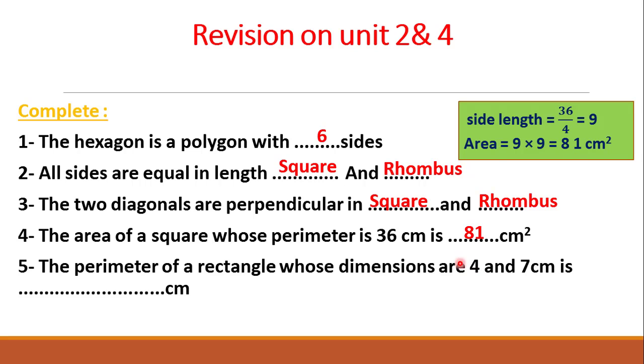Number 5, the perimeter of a rectangle whose dimensions are 4 and 7. Perimeter of a rectangle, length plus width times 2. So I'll add 4 plus 7, 11, times 2, 22. So length plus width, then multiply by 2. The result is 22.